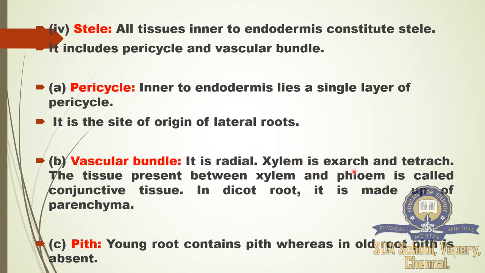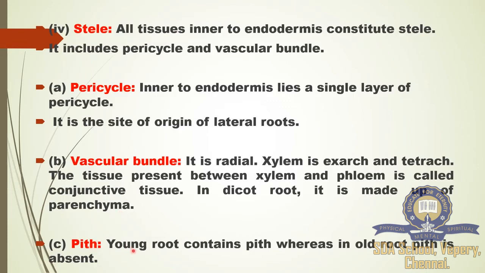Xylem is exarch and tetrarch. Tetrarch means it has four layers. The tissue present between the xylem and phloem is called conjunctive tissue. Conjunctive means what? Even in English we have the word conjunction, connecting two sentences like that. Here we have conjunctive tissue to connect xylem and phloem. In a dicot root, it is made up of parenchyma.